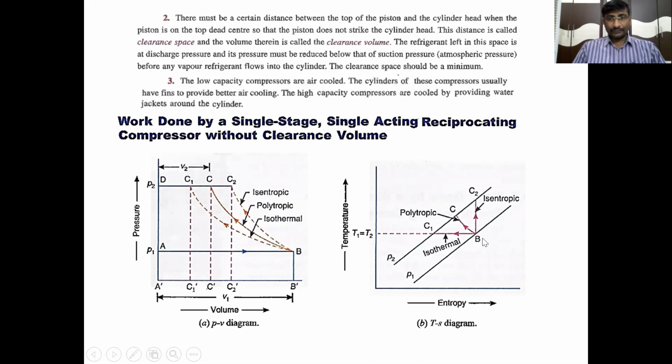From B to C2 is the isentropic compression, which is a vertical line on the TS diagram. B to C is the polytropic compression, and B to C1 is the isothermal compression, which is horizontal on the TS diagram. P1 is the low suction pressure, and P2 is the discharge pressure. Clear? By using this PV diagram, we can derive the work equation for the compressor.